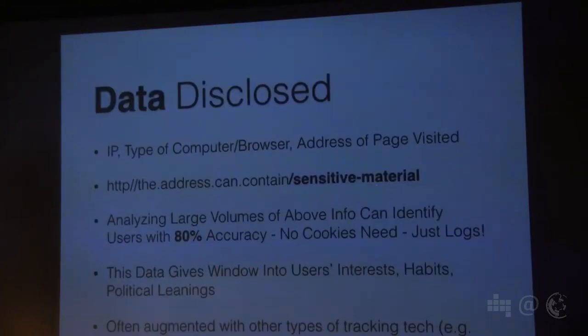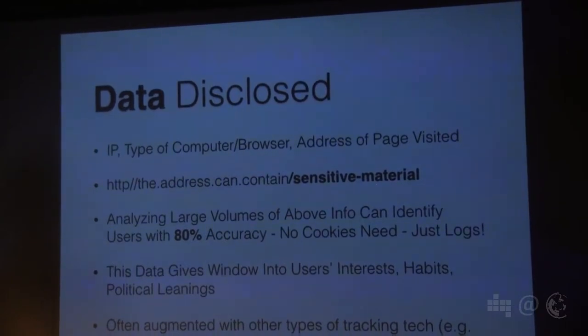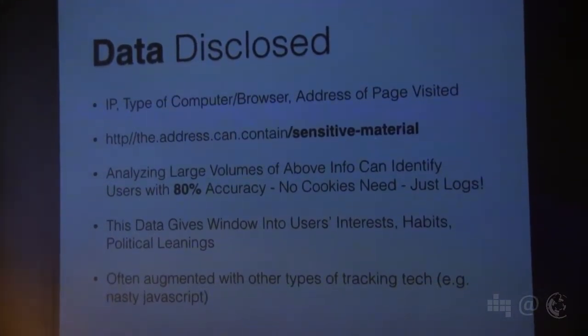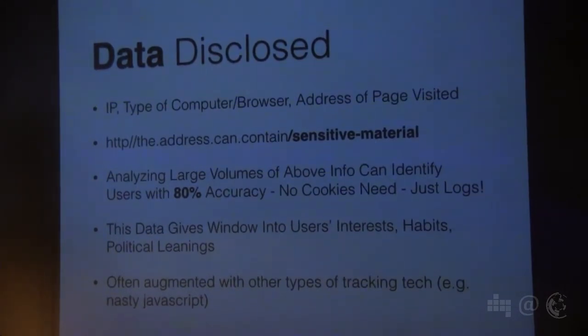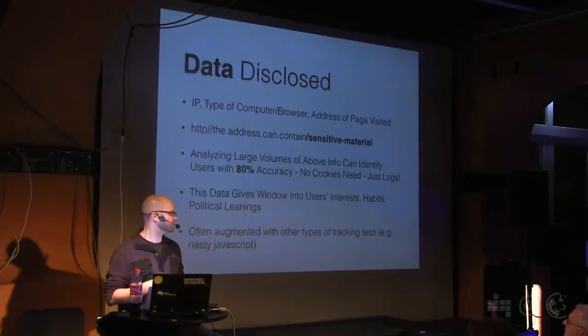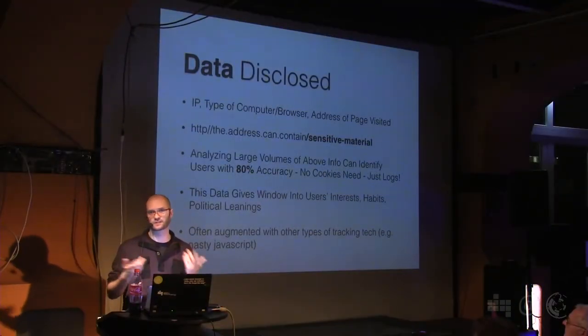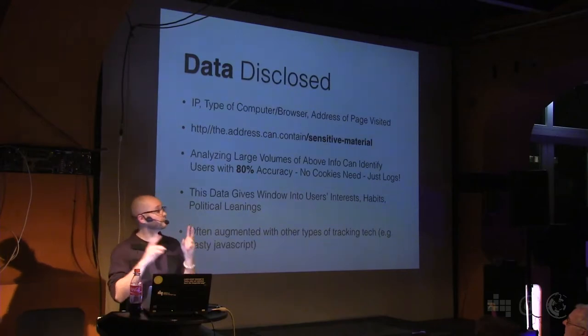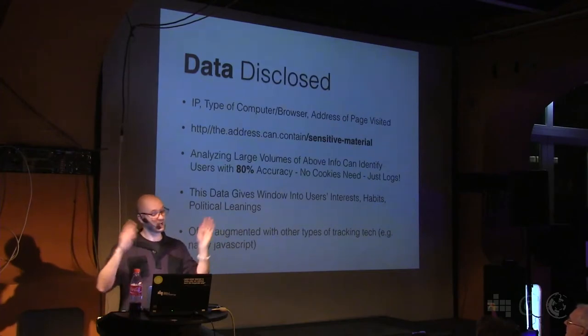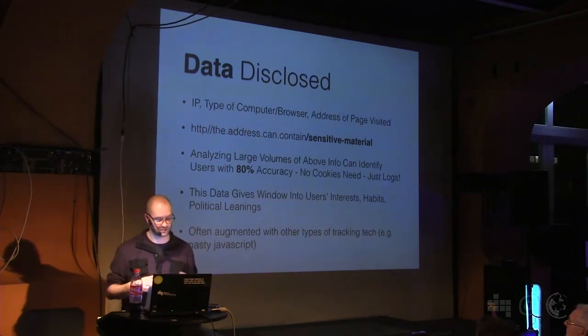So really basic, at the lowest level, what you're transferring is your IP address, because that's how the data gets back to you, right? Say the type of computer or browser you're using, so that's going to be, you know, Mac with Safari or Android with Chrome. And this is how, if you're visiting a website on your phone, you'll get the mobile version. And the reason you get the mobile version is because your browser is saying, hey, I'm a mobile web browser, and it returns that page.